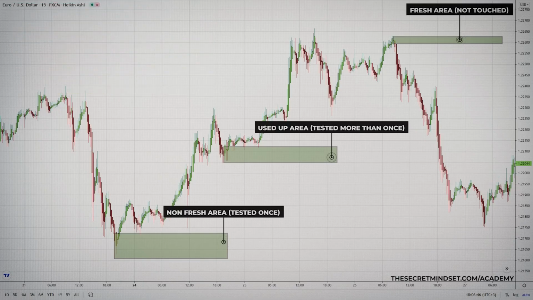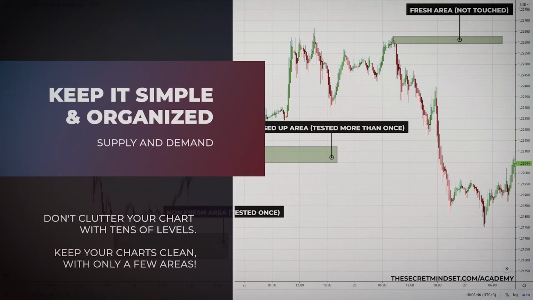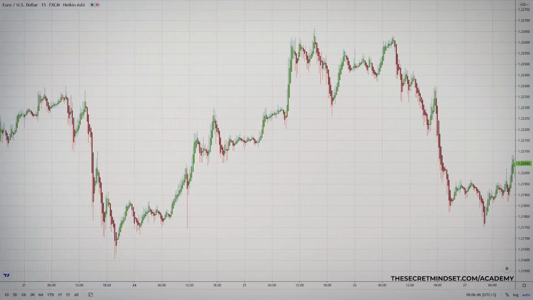Plotting these areas should be done with a logical and organized approach. Often, supply and demand traders tend to pollute charts with tens of levels, where the whole meaning of anticipating the rejections loses its value. So try to keep your charts clean.